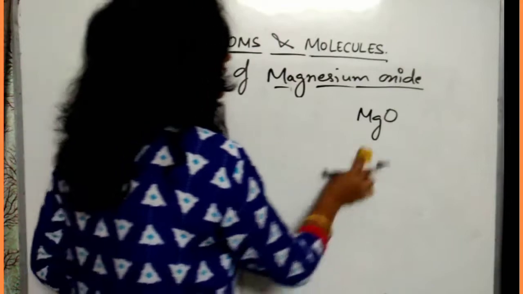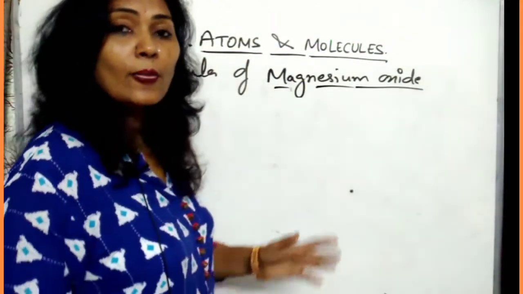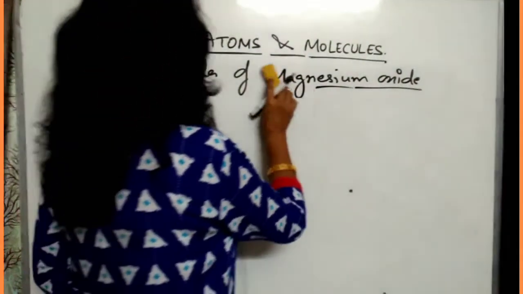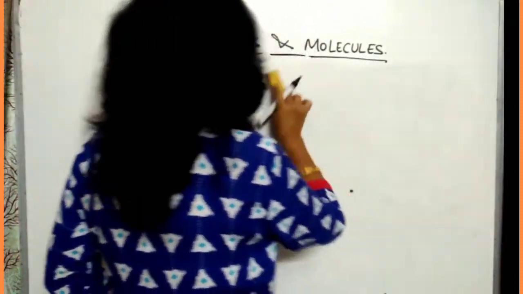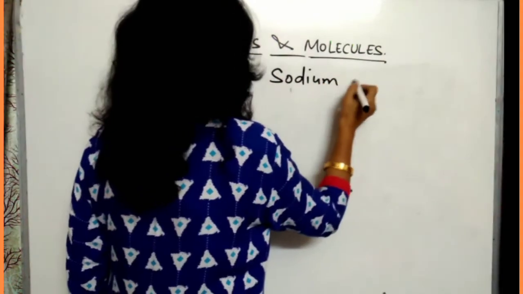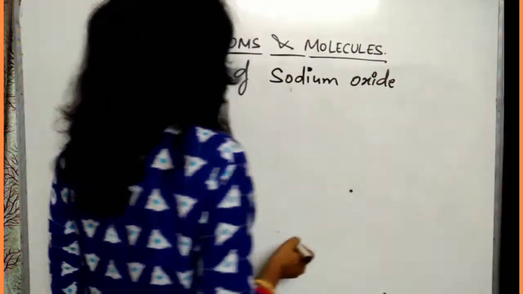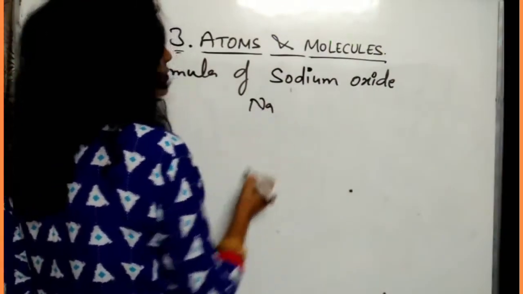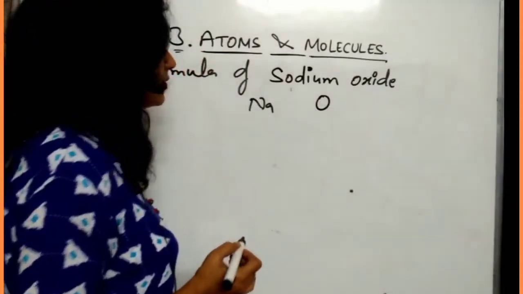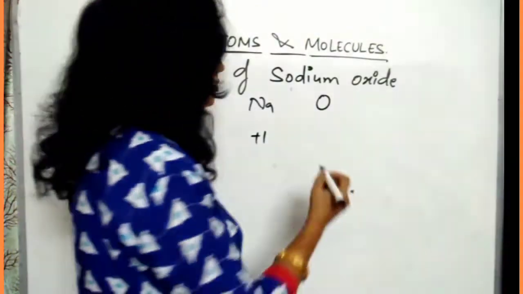So we can take the oxides of these compounds, mainly the cations. That was magnesium oxide, and after that you can take sodium oxide. Formula of sodium oxide, how will you write it? Sodium you write first, the symbol of sodium is Na, after that oxide, O. What is the valency of sodium? It's +1. Valency of oxygen is -2.